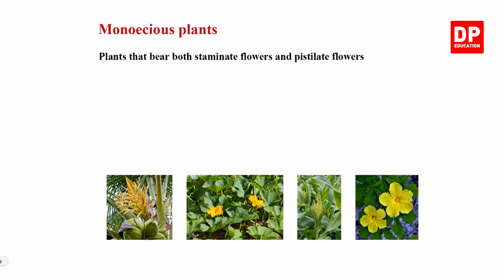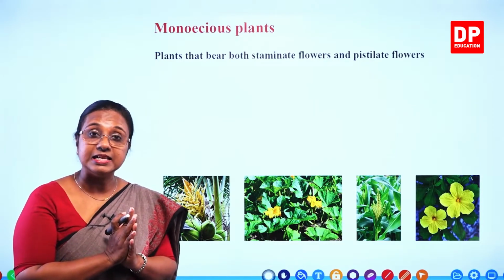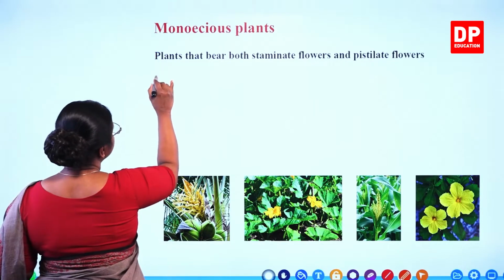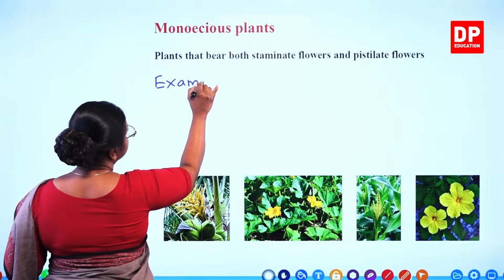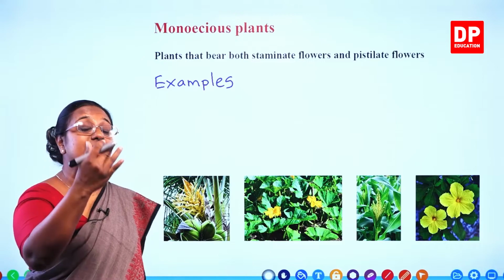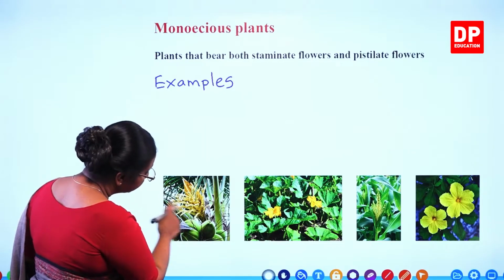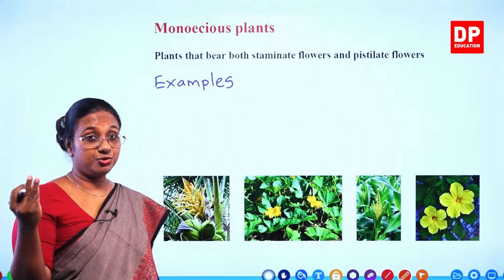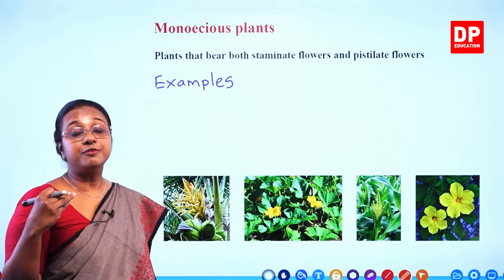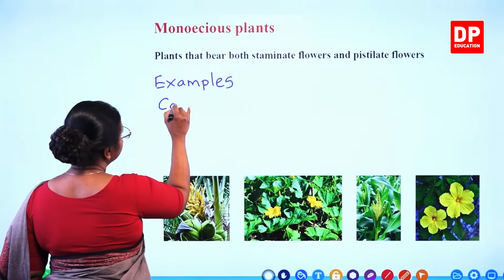Monoecious plants are plants that bear both staminate flowers and pistillate flowers. Staminate flower is the male flower, pistillate flower is the female flower. Both flowers are present in the same plant. As examples, you can see here, coconut. Coconut I told you all. The apical flowers of coconut are the staminate flowers. Fruit bearing flowers are usually towards the bottom, which become the coconut, as you would have seen. So they become the fruit. Both these are present in one plant. So examples, coconut tree.